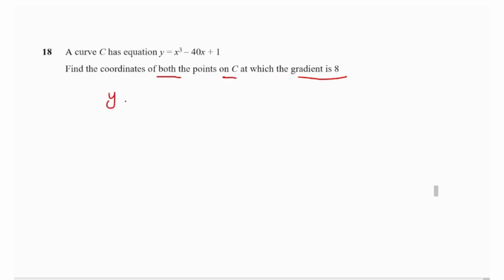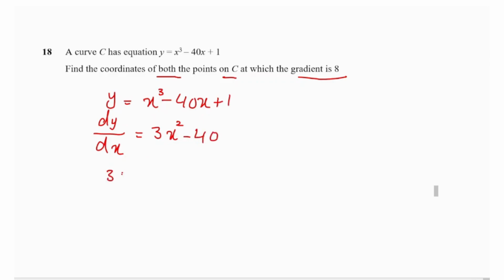So simply we're gonna write down y equals x cubed minus 40x plus 1, and we're going to find dy by dx. That gives us the gradient. Okay, so dy by dx, the other name of the gradient, is 3x squared minus 40, and we know that the gradient is equal to 8, so we equate them: 3x squared minus 40 equals 8. Now we bring it over: 3x squared minus 40 minus 8 equals 0.